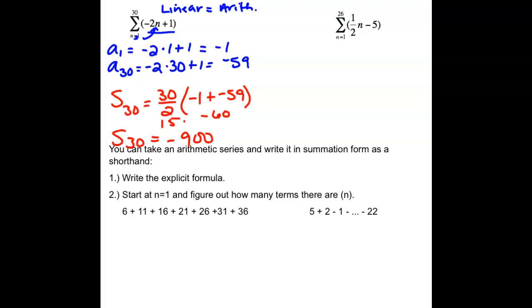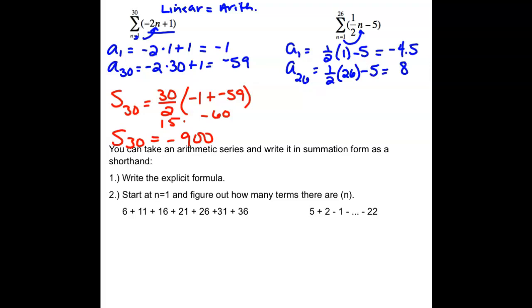Okay, let's check. Let's figure out our first term and our 26th term. So we plug a 1 in. 1/2 times 1 minus 5. Half minus 5 would be negative 4.5. Plugging a 26 in, half of 26 would be 13. Minus 5 would be 8.